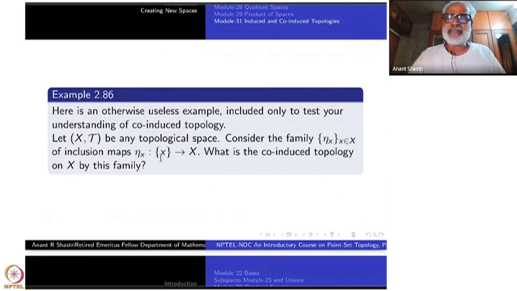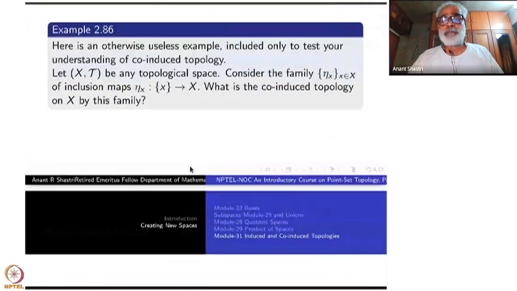Now, these singletons {x} are topological spaces, right? What is the co-induced topology on the set X from this family? That's what I'm asking. By definition, something is open in X if and only if its intersection with the singleton {x} is open in {x} for every x. If this point is not in the set U, then the intersection is empty, so it's open. If it is inside, the intersection is the singleton {x}, which is an open subset of {x}.